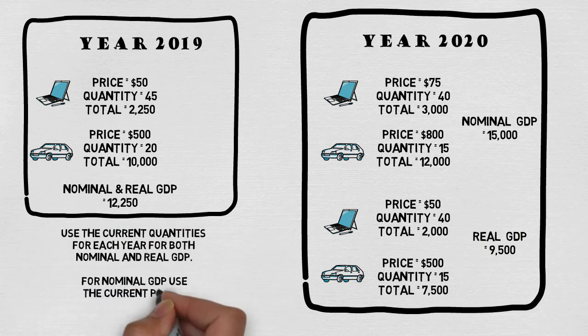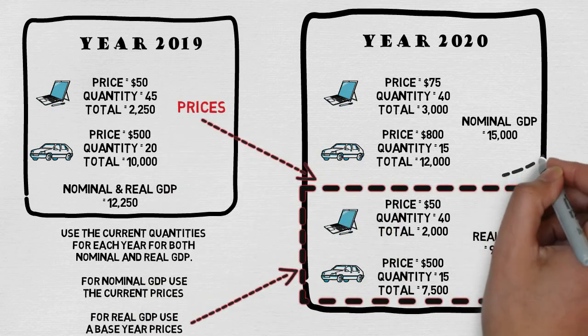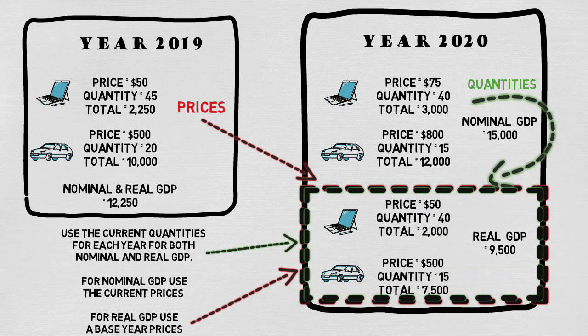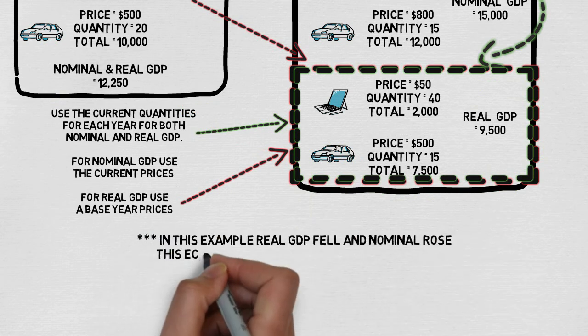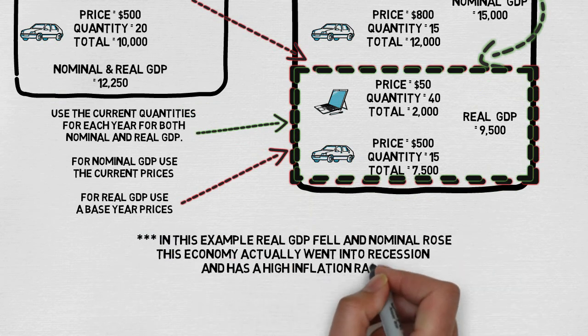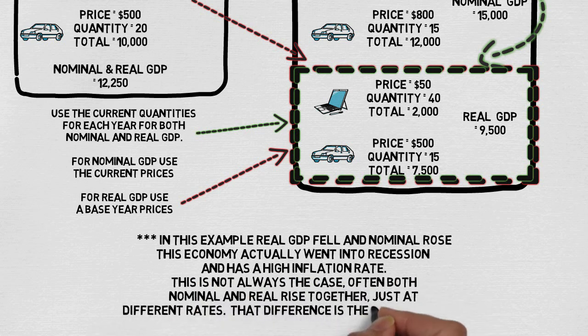So understand the difference between these two. With real GDP, we're going to use the prices from this base year and use those same prices every single year. But every single year, we're going to use the quantities of those years. And so that way we can control for inflation. And we'll notice that actually we had a recession. So in this example, real GDP fell. We had a recession in this economy. But nominal GDP rose. And that was because there's a very, very high inflation rate.